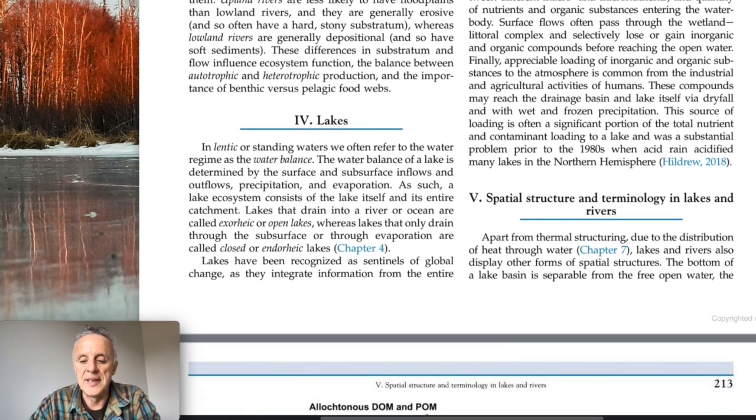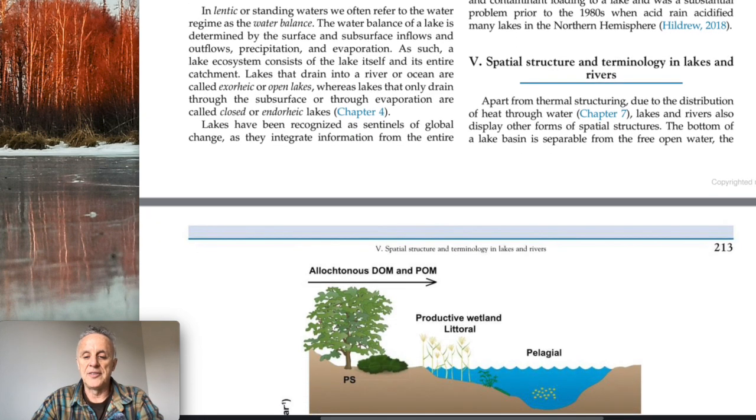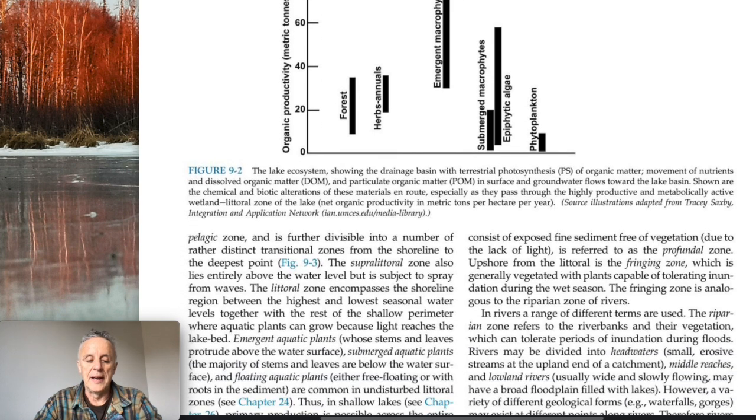Spatial structure and terminology in lakes and rivers. Apart from thermal structuring, due to the distribution of heat through water, lakes and rivers also display other forms of spatial structures. The bottom of a lake is separable from the free open water, the pelagic zone, and is further divided into a number of rather distinct transitional zones from the shoreline to the deepest point.